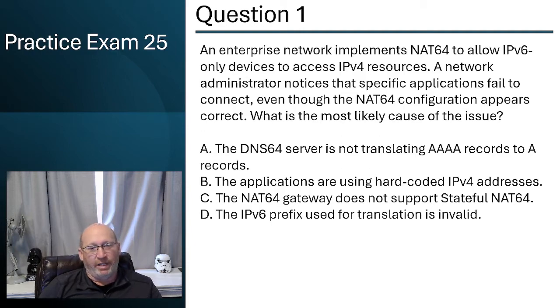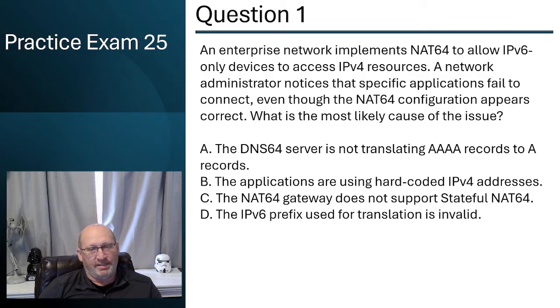C, the NAT64 gateway does not support stateful NAT64. Could be another good answer. And then D, the IPv6 prefix used for translation is invalid. I think if the IPv6 prefix was not used for translation, then we would see a lot more problems, right? If that was indeed the case. And so it really comes down to B and C. I'll give you about 5 seconds to answer this one. If you guessed A or D, obviously it's not going to be A or D. It's going to be B or C. What do you think?